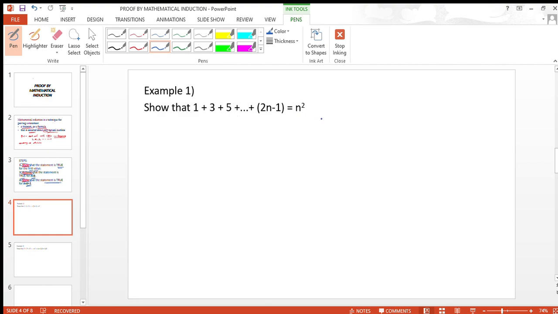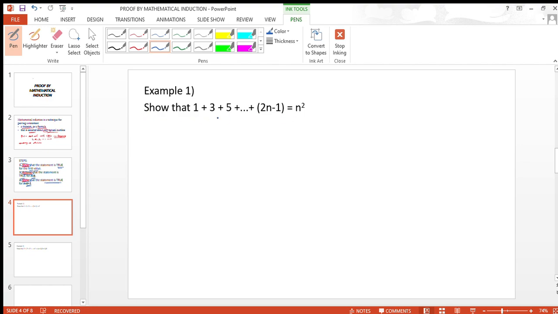Okay, 16. Remember, your n is 4. 4 squared is 16. 16 equals 16. So that is the meaning of our statement. But we want to show that this is true for all values of n.